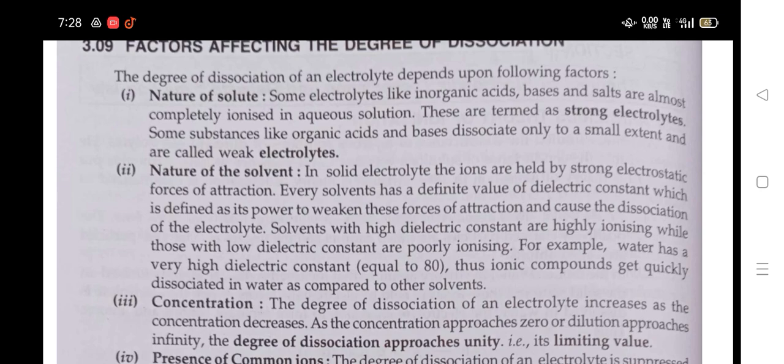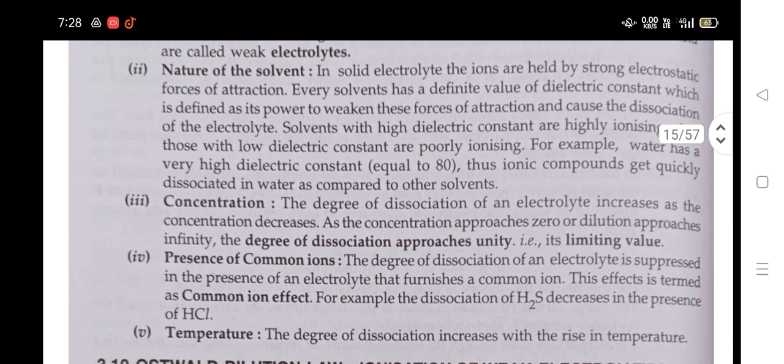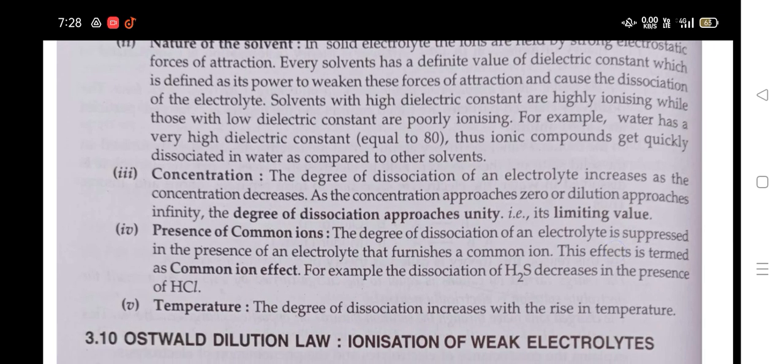For example, water has a very high dielectric constant, thus ionic compounds get quickly dissociated in water as compared to other solvents. Third, concentration. The degree of dissociation of an electrolyte increases as the concentration decreases. As the concentration approaches zero or dilution approaches infinity, the degree of ionization approaches unity, that is the limiting value.